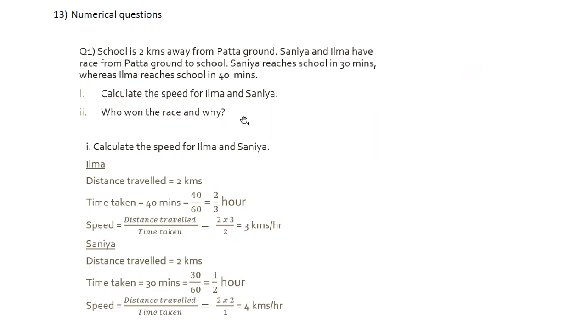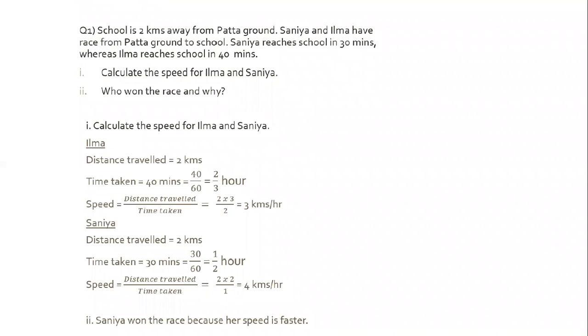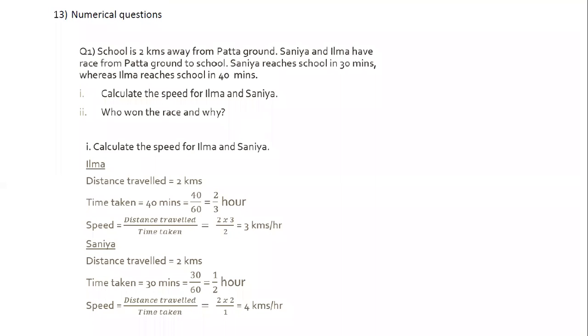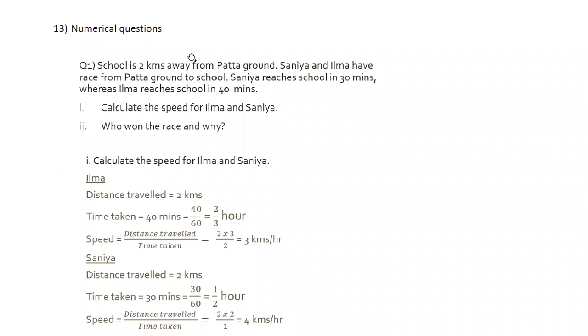Now here there is no diagram given. We have said that for distance we have to look at the diagram, but here there is no diagram given. So we will read the question properly to understand the distance. We have to find the speed of Sania and Ilma who are coming to school from Patta ground. What is the distance between school and Patta ground? 2 kilometers. So our distance will be 2 kilometers.